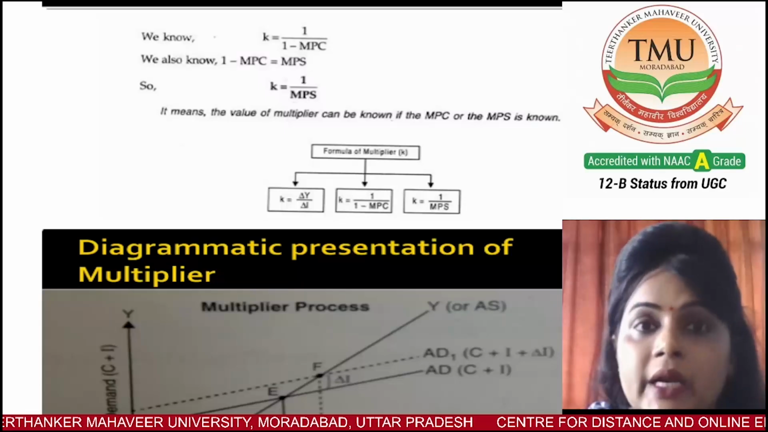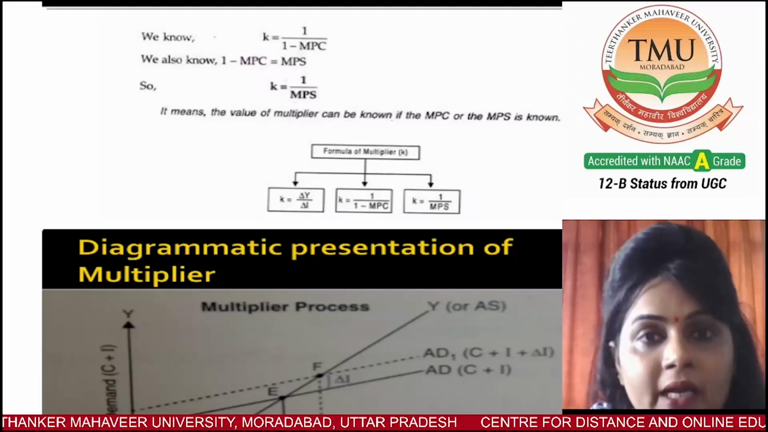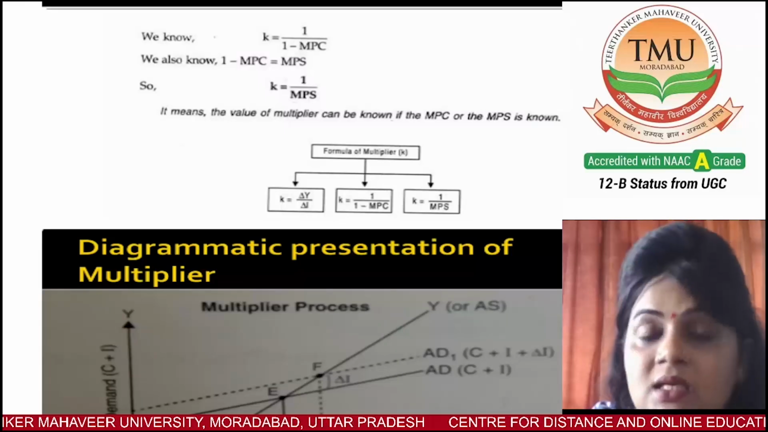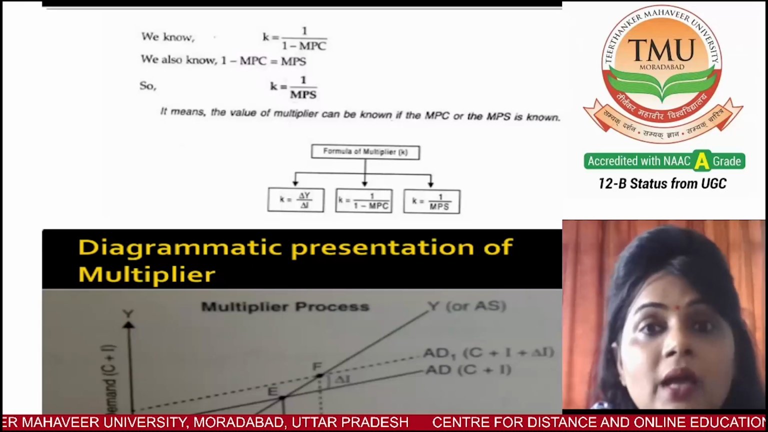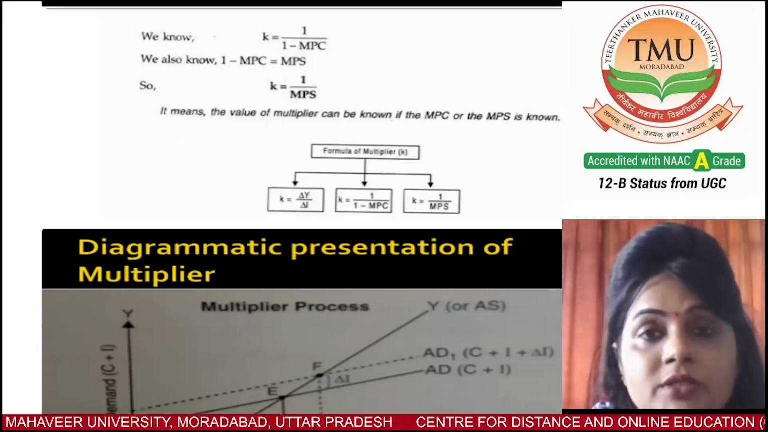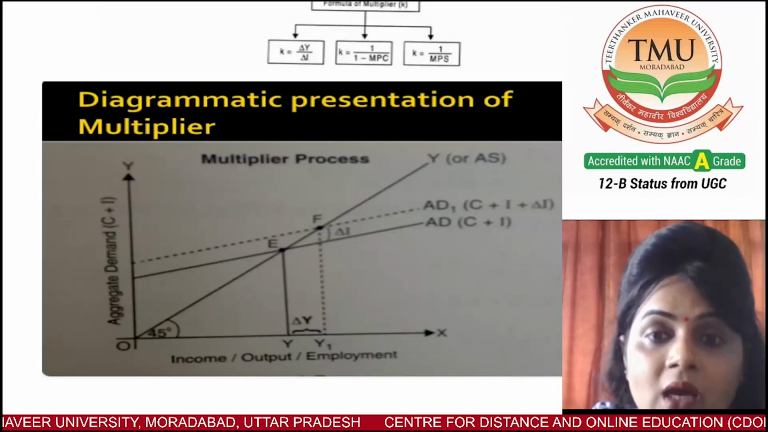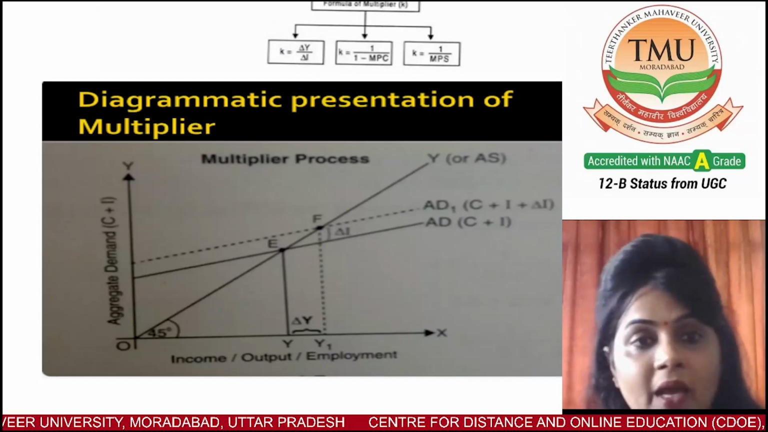So we can find out the multiplier with these three types of formula. K is equal to delta Y upon delta I. K is equal to 1 upon 1 minus MPC. K is equal to 1 upon MPS. Hope, students, you have well understood how you can find out the multiplier.